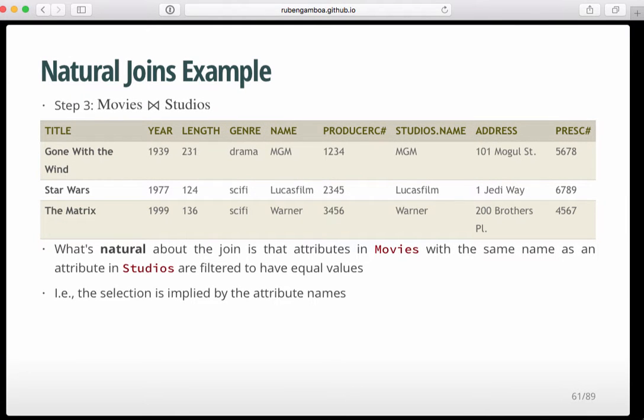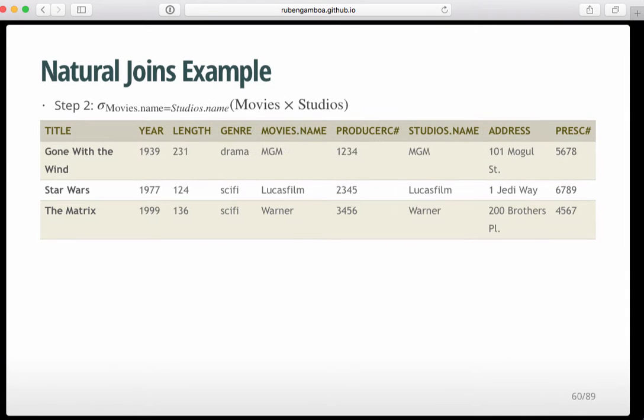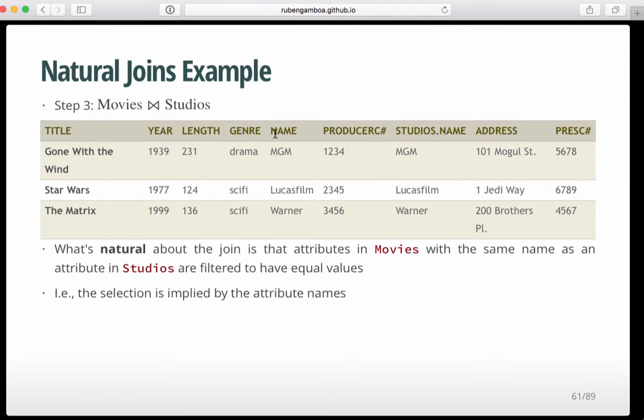All right, so now we're going to do it with a join. Movies join studios, well, that's just the same that we had before. The only thing that we do different is you see right here is movies.name and studios.name, and you can see that they're the same. They're the same because of the condition on the selection, right? So we will now just say name and get rid of the other one. Actually, I should have gotten rid of studios.name. I'm sorry.